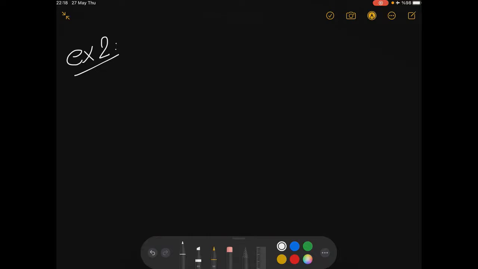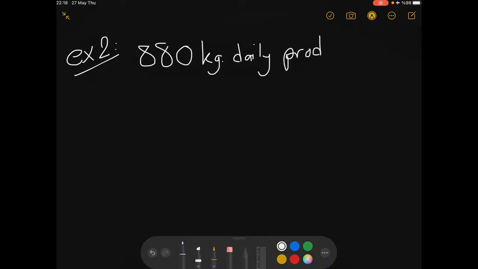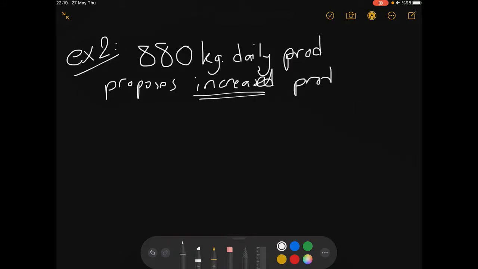So daily production at a factory is 880 kilograms daily production. All right. A new method is proposed, and they say that it increases production. Okay, you need to test this. So the new method proposes increased production.